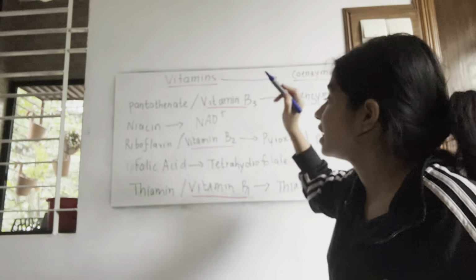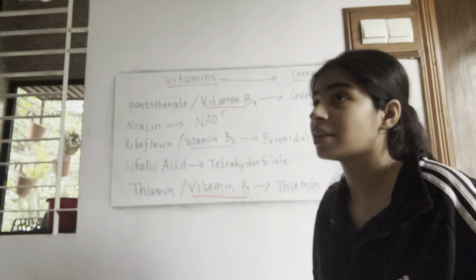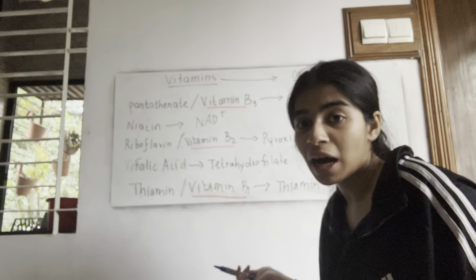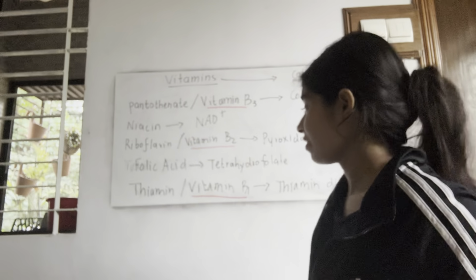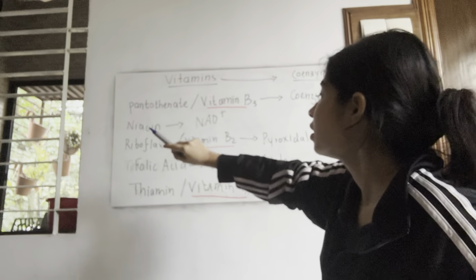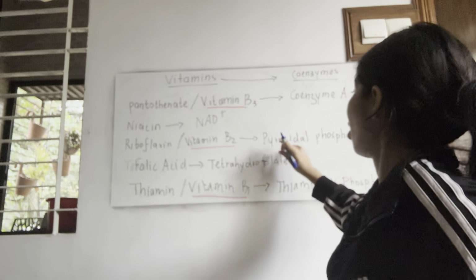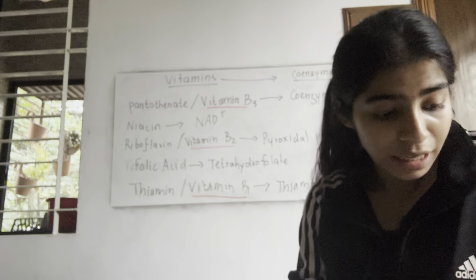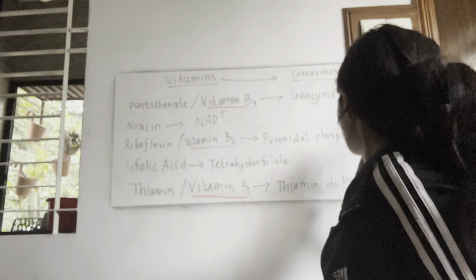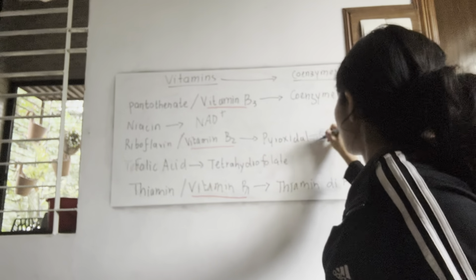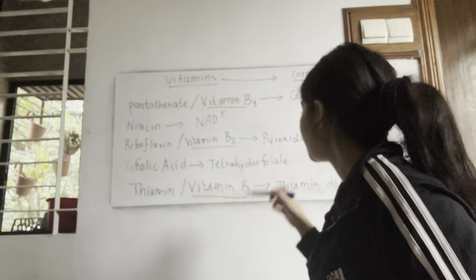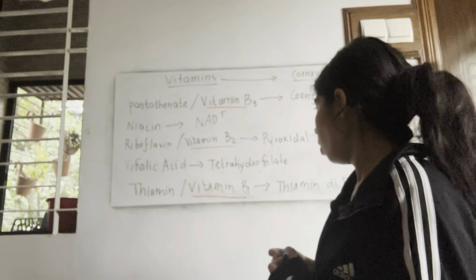Niacin gives NAD+. I don't know what niacin is, but yeah. Riboflavin, I feel like we've heard this a lot. Also known as vitamin B2, gives pyridoxal phosphate. Now for the ease of you and me, we're practically the same person, I'm just gonna write it as pyridoxal P. Vitamin B2 gives pyridoxal P.